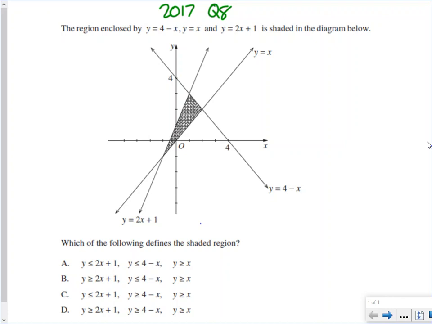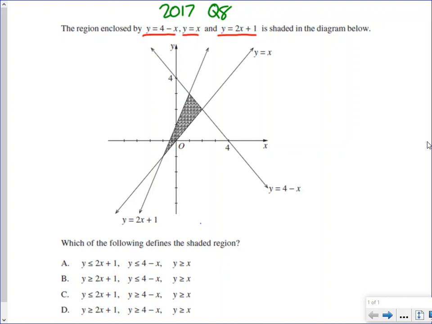So let's quickly just read through the question. The region enclosed by this function, and this function is shaded in the diagram below, and then obviously you have the diagram. So which of the following defines the shaded region? And we have 4 sets of inequalities.